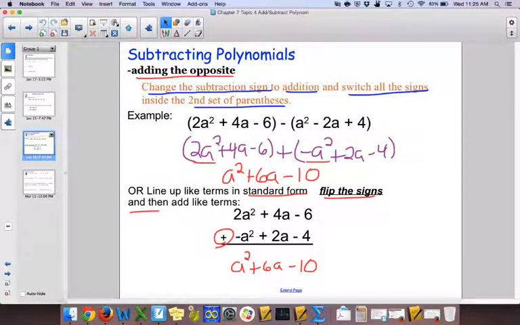So on the next slide, we're going to be doing a few practice problems for adding and subtracting. So you can use either technique if you want. So those are the Try-Its for you to do for the homework, and we'll be practicing some more of this in class.